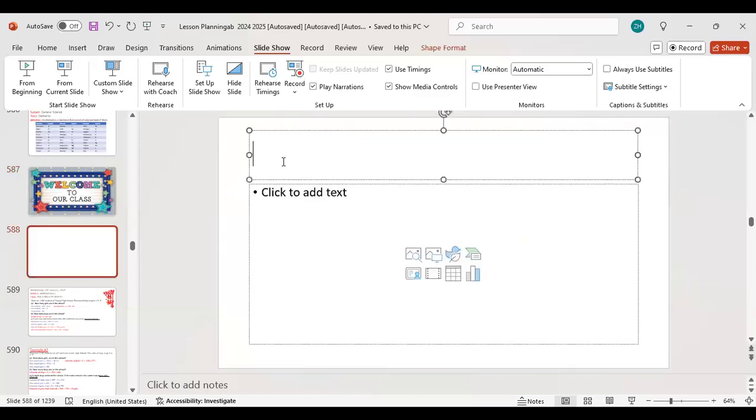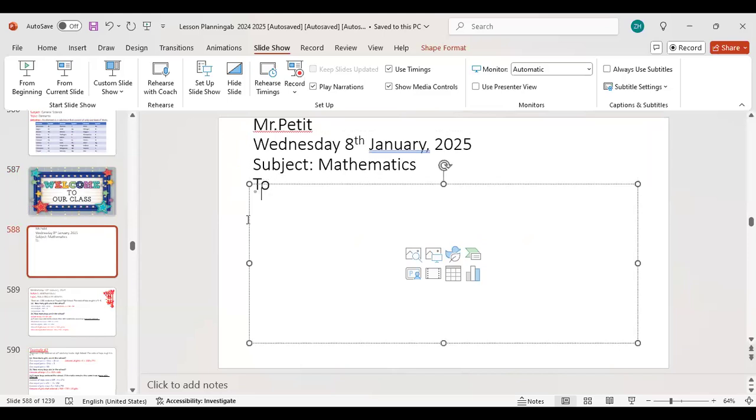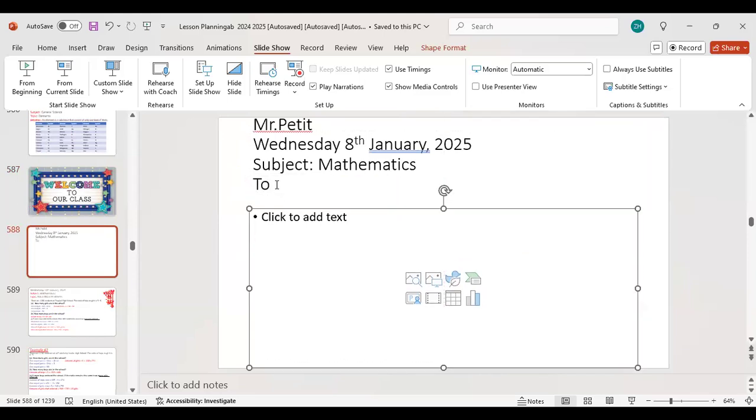So, my name is Mr. Petit. Today is Wednesday, the 8th of January, 2025. The subject is, of course, mathematics. And the topic that we'll be looking at is we're going to be continuing our discussion on ratios.